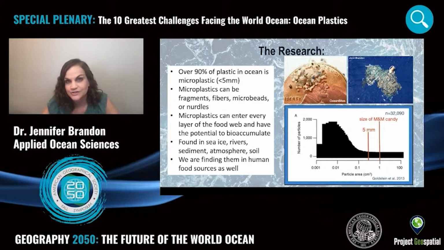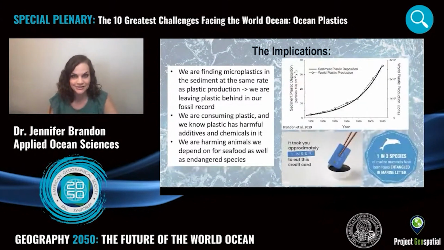So this is no longer just an oceanic problem. We are also finding them in human food sources as well. We depend on the ocean for many things, including seafood, sea salt, and our own drinking water can come from desalination plants. But also fresh water is now contaminated with microplastics. So we're beginning to see microplastics in our daily lives. The implications of this are manifold.